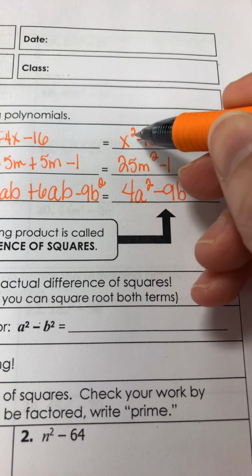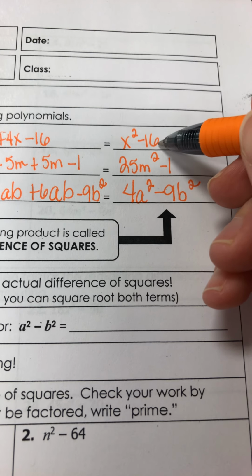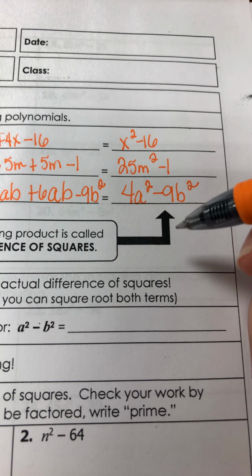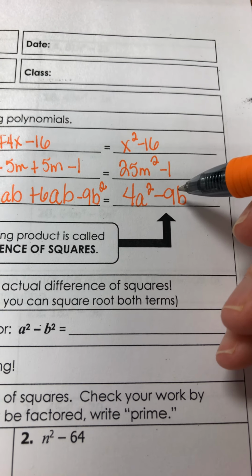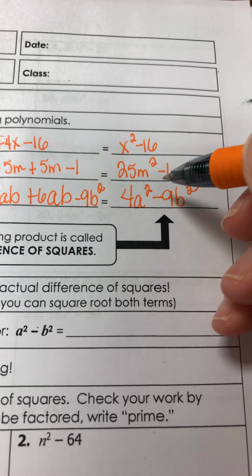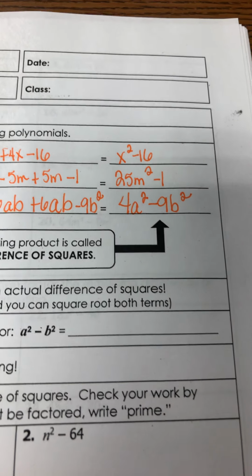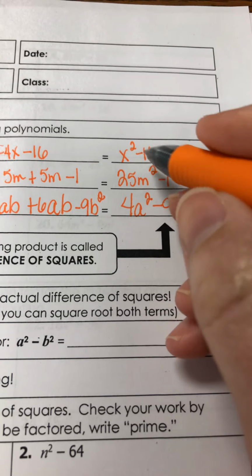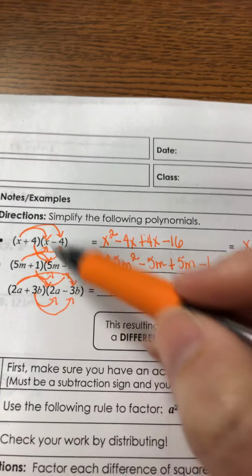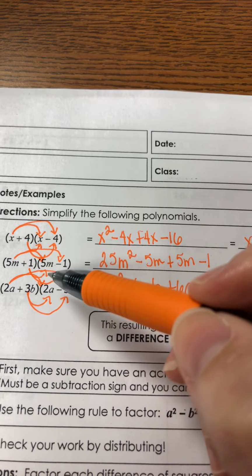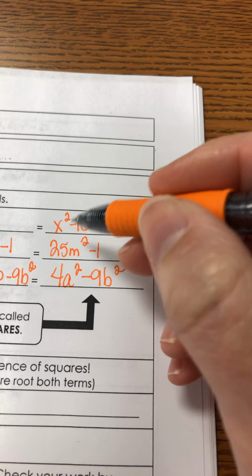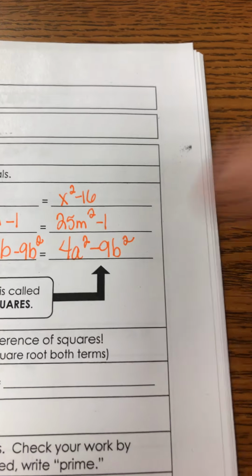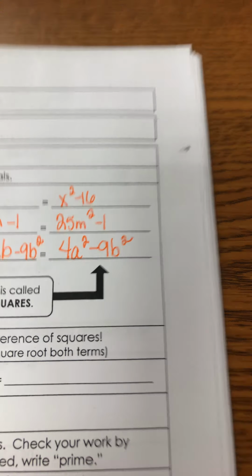X times x is x squared. That's a perfect square. 4 times 4 is 16, a perfect square. 5m times 5m and 1 times 1. 2a times 2a and 3b times 3b. Differences of two squares. We don't have a sum of two squares that will factor, okay? All of these will factor back to an original multiplication problem of two binomials. But if there's a plus sign in the middle, you're not going to be able to factor anything but maybe a GCF, if possible, and not all the time with that.